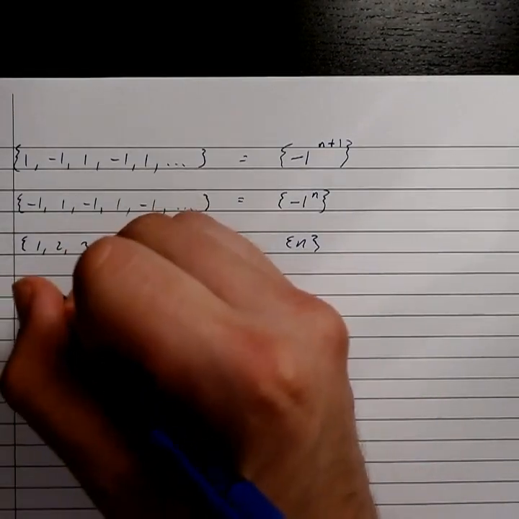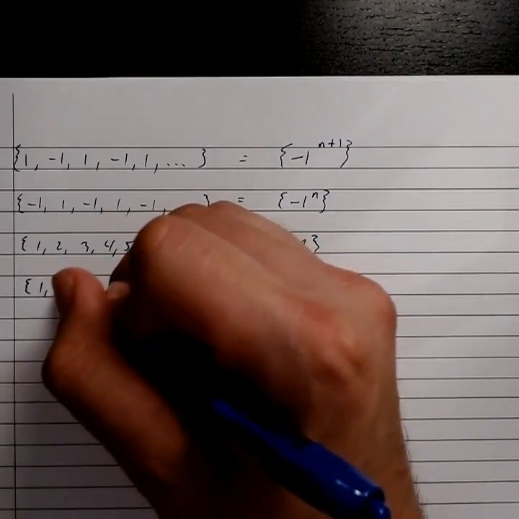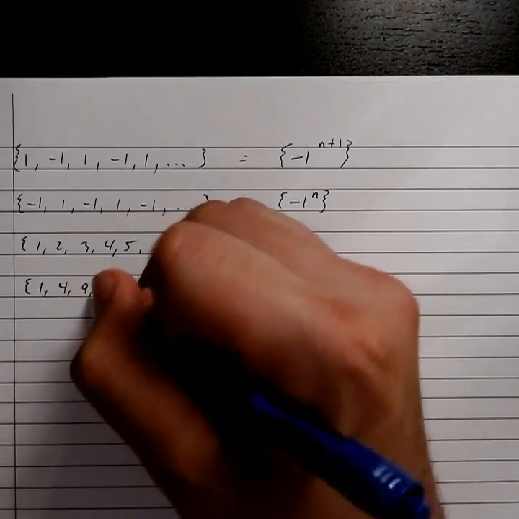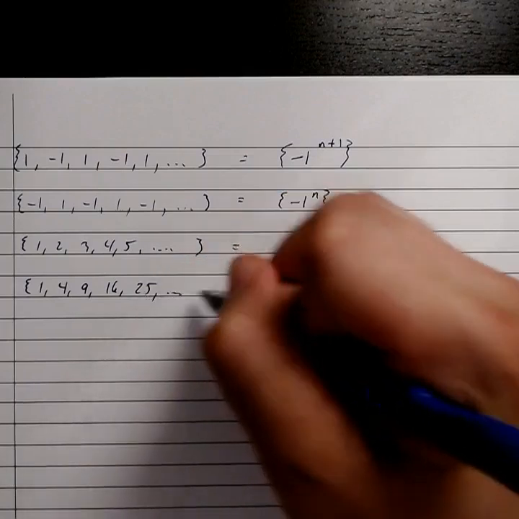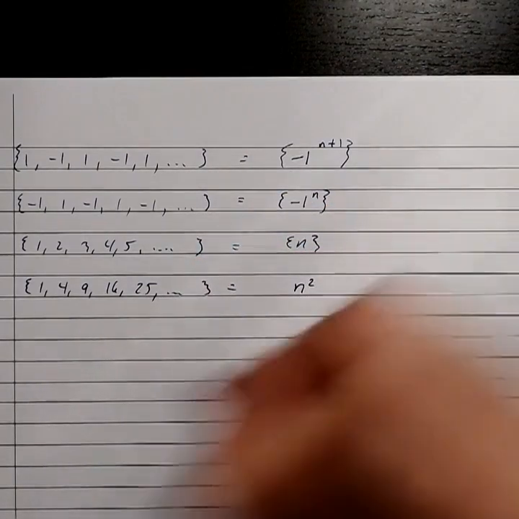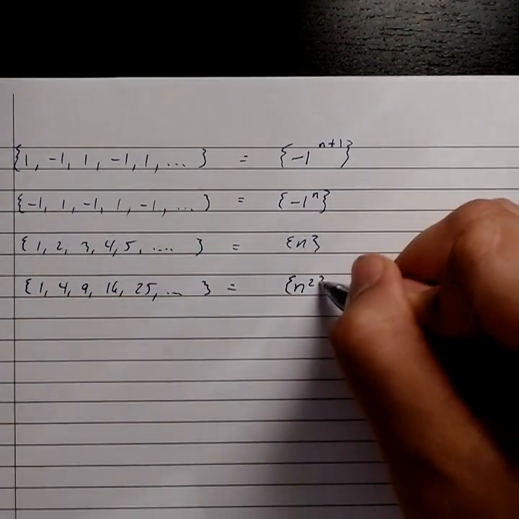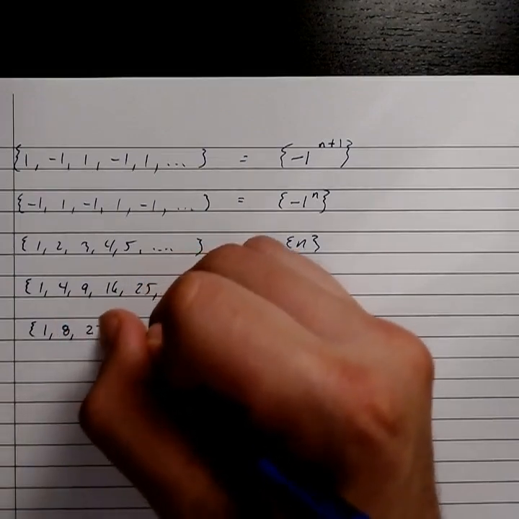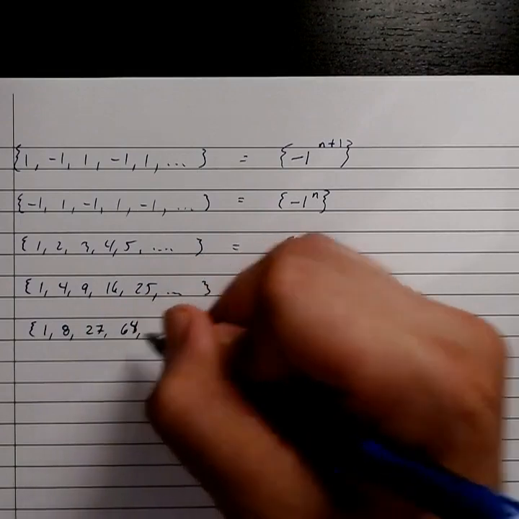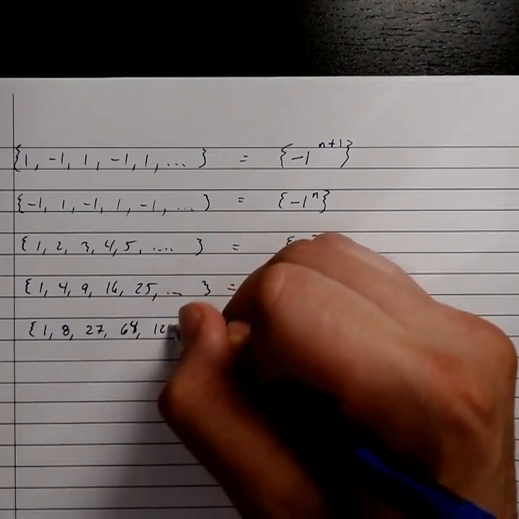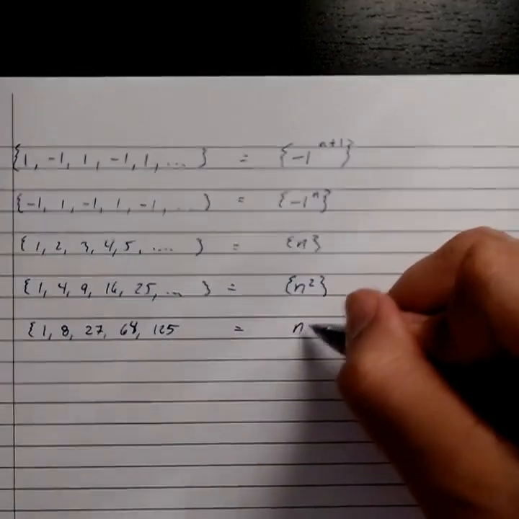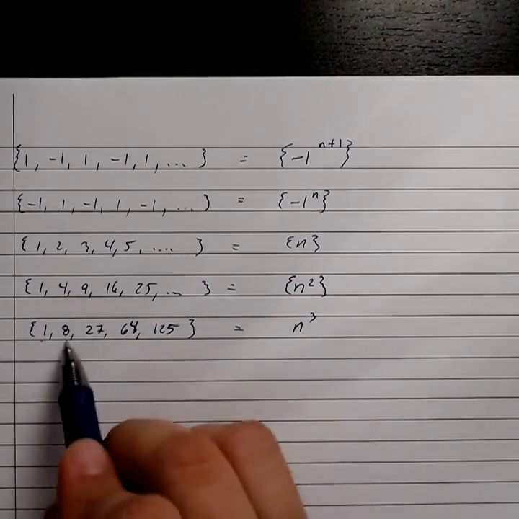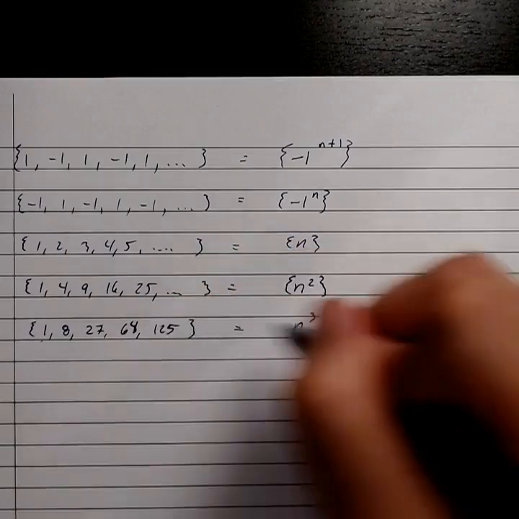All right. If you have the pattern 1, 4, 9, 16, 25, those numbers would be n squared. If you have 1, 8, 27, 64, and 125, that would be n to the third power. Because here 1 to the third power is 1, 2 to the third power is 8, 3 to the third power is 27, and so forth and so on.